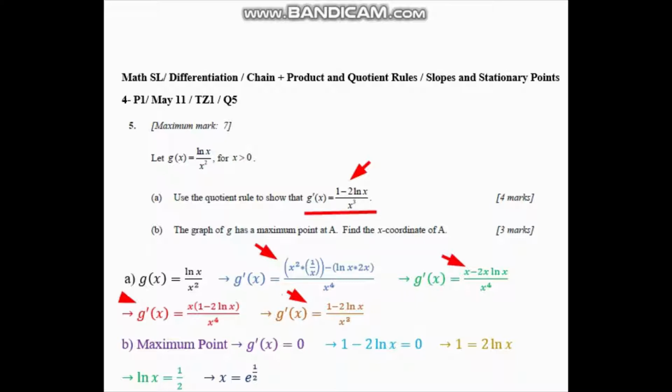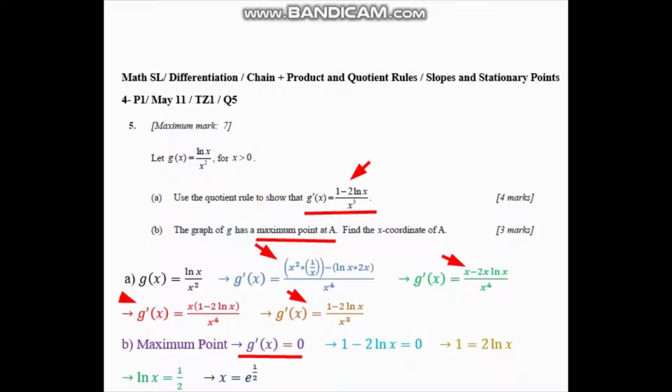Now the purpose of this video is to tackle question B. Question B says that the graph has a maximum point at A. This is a concept question. There is a concept that you have to know, and that is that the fact that there is a maximum point means that y' equals 0 at this point. So I simply have to equate the derivative function y' or g' to 0 in order to find the x value of the maximum point, which is a turning point or a stationary point.